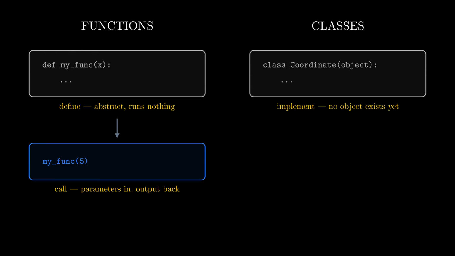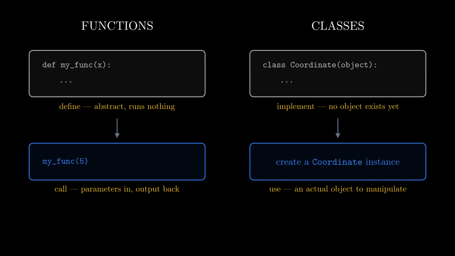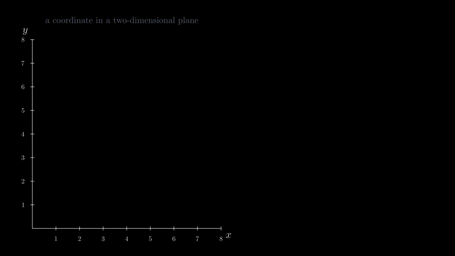Defining a class tells Python we are creating an object type that bundles data and behaviors together, and no object exists yet. Creating an instance of the new type is like the call. Now we have an actual object we can manipulate and use. The object we will build is a coordinate in a 2-dimensional plane, simple and pleasantly mathematical.